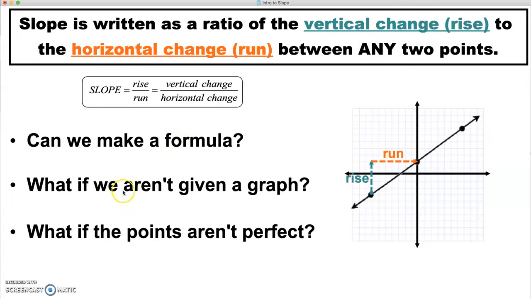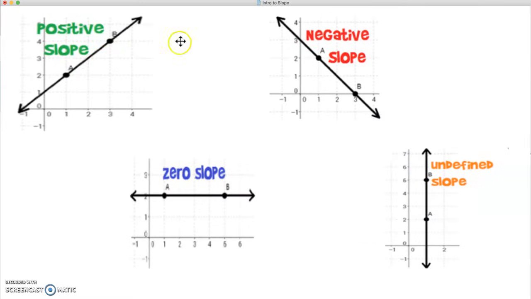And what if we aren't given a graph? What if we're just given the set of coordinates? And what if the points on the graph aren't perfect? So we have to think of a different way. This isn't the only way to figure out what the slope is. So let's take a look at different types of slope first.